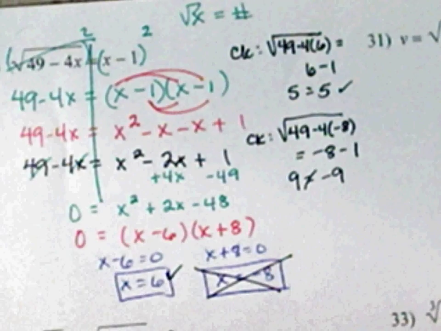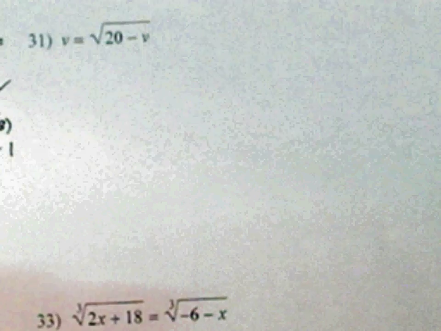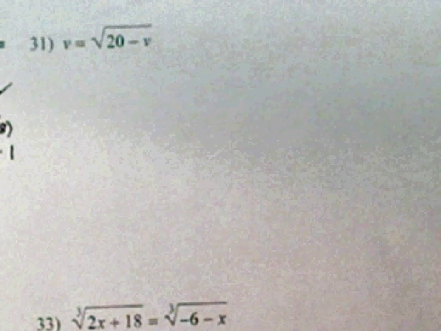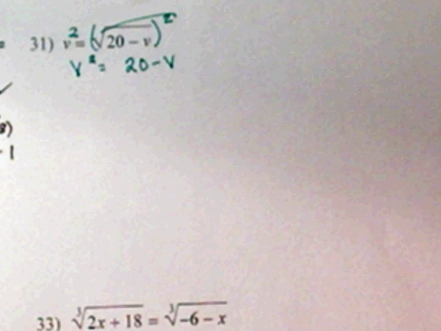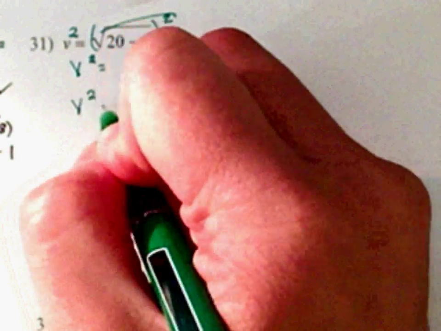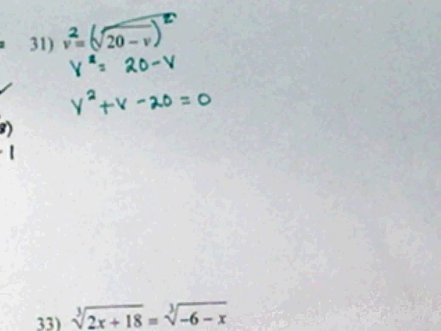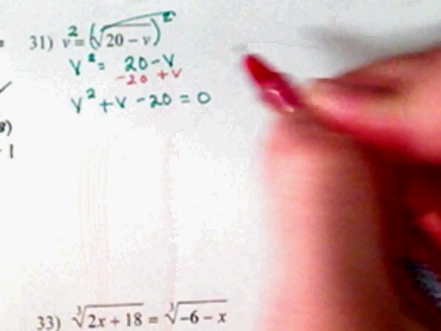All right, number 31. Okay. On 31, if you take a look, you've got a square root. So we're going to get rid of that. How do we get rid of it? We square it. So now you have v squared is equal to 20 minus v. Let's go ahead and move everything over, set it equal to 0. So you have v squared plus v minus 20 is equal to 0. Okay? Let me show you what I just did. I subtracted 20, what you do to one side, you do to the other, and I added v.